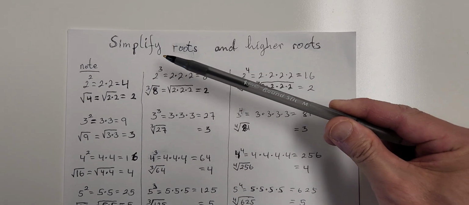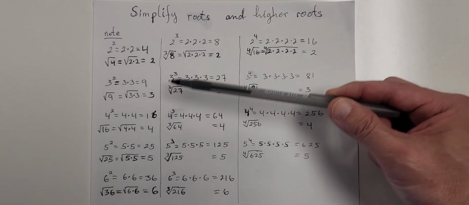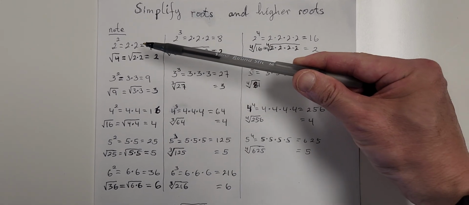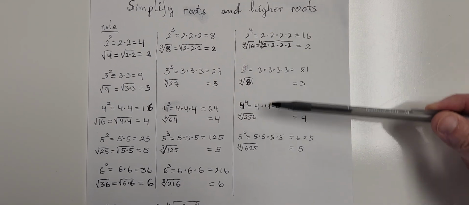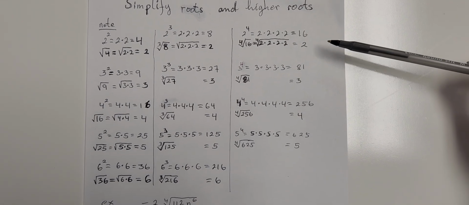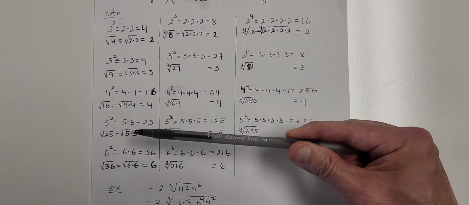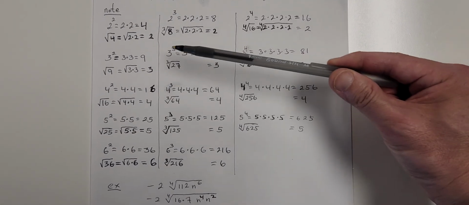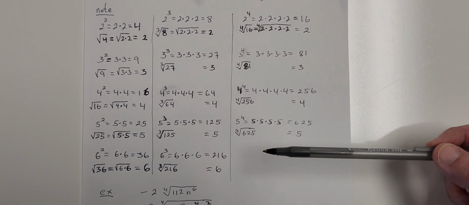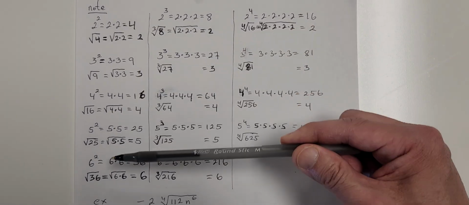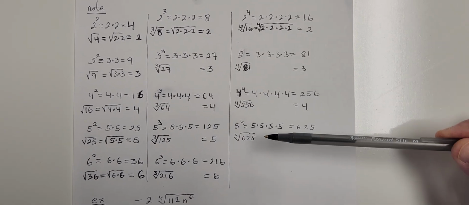This lesson is simplify roots and higher roots. So here I have a list of square roots, cube roots, fourth roots, and so on, fifth, sixth, and so on. Of course, I cannot give you the entire list because it is infinite, so I am only giving you the basic numbers. On this side, this is the square root, this is the cube root, this is the fourth root.